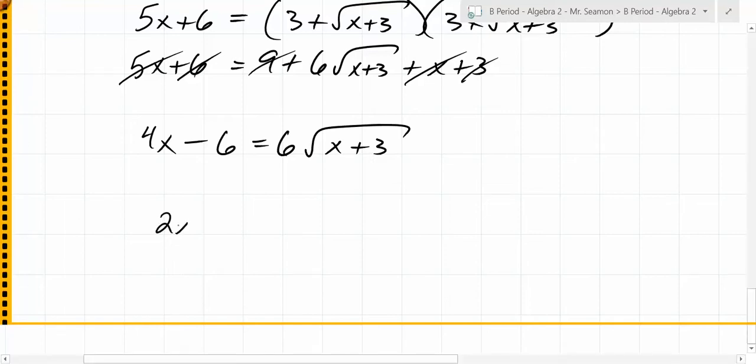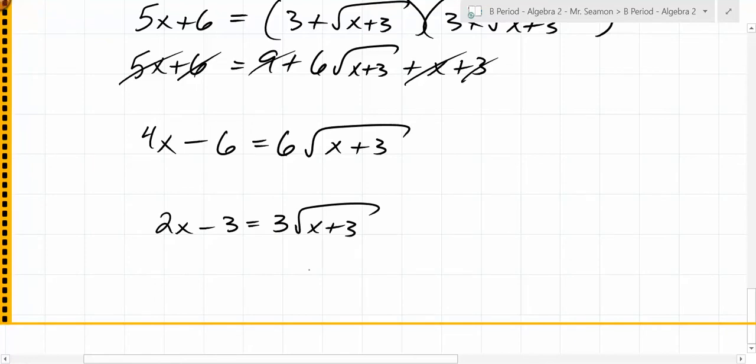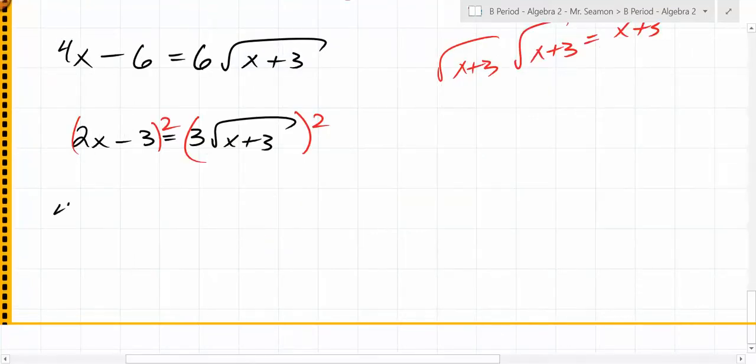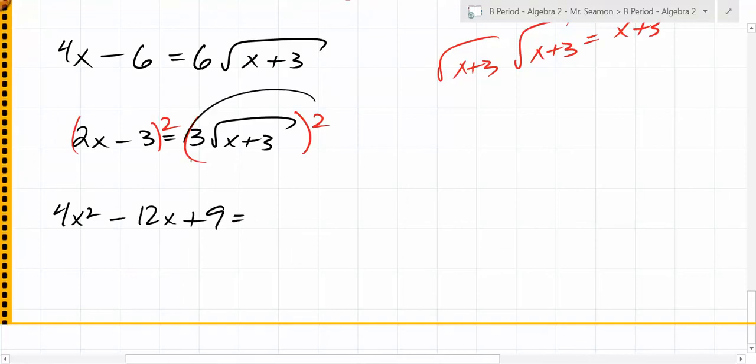So you end up with 2x minus 3 is equal to this. Now, you could divide by 3, but again, let's avoid fractions. What could you do at this point? Yes, what's up, Lauren? Square both sides. So now, what does the left side become? 4x squared minus how many x's? 2 times 3 plus 2 times 3 is going to be 12x plus 9 is equal to, what does the right side become when you square it?